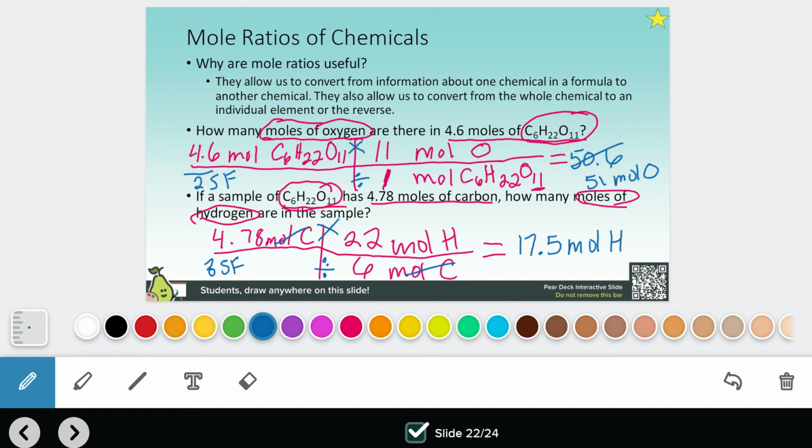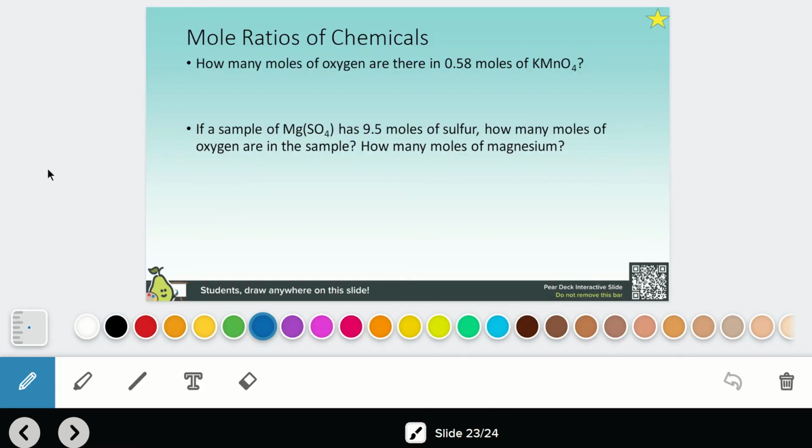Okay. Hopefully we're doing pretty good. Last slide. So, a couple more to try here. How many moles of oxygen are there in 0.58 moles of KMnO4? Potassium permanganate, my favorite. So, we're looking for moles of oxygen.